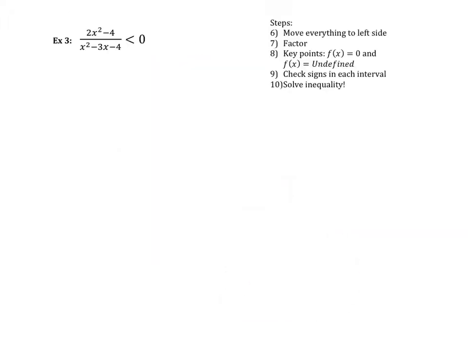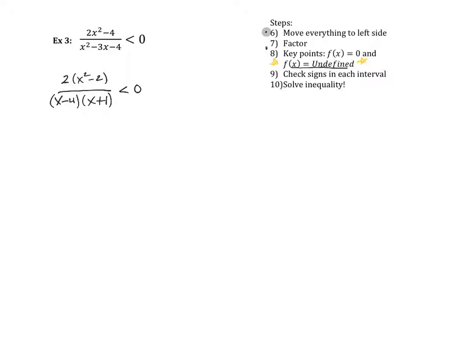When we have a rational function, it is similar where you need to move everything to the left side and factor. The only difference is that for our key points, we also need to look at when the function is undefined. So we'll just need to add that one step. Let me show you how to do this. Factoring the numerator, I would get 2 times (x squared minus 2). And factoring the denominator, I would get (x minus 4) times (x plus 1), and that's all less than 0.